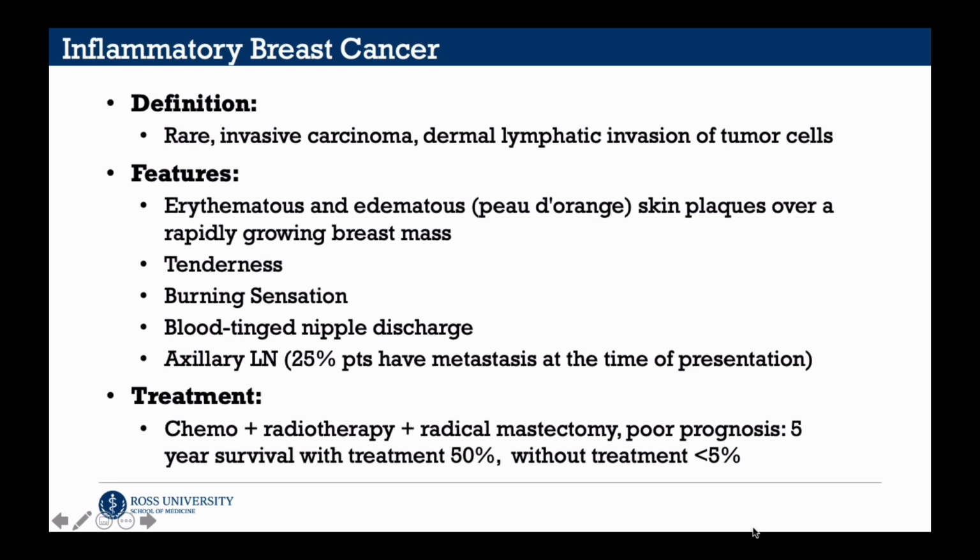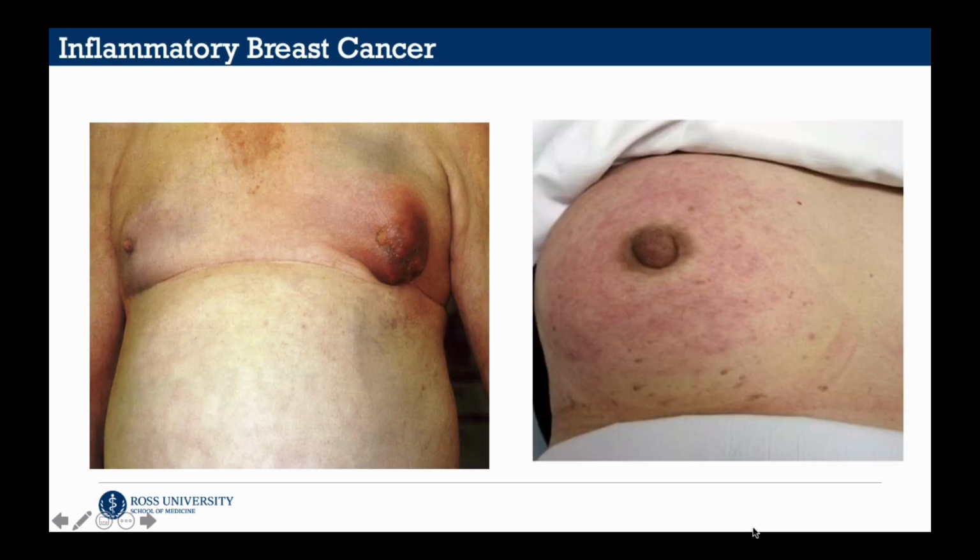Treatment is done via a combination of chemotherapy, radiotherapy, plus radical mastectomy. Prognosis for this condition is, however, poor. The 5-year survival with treatment is about 50%, and without treatment, less than 5%. This slide simply shows a picture of a patient suffering from inflammatory breast cancer.